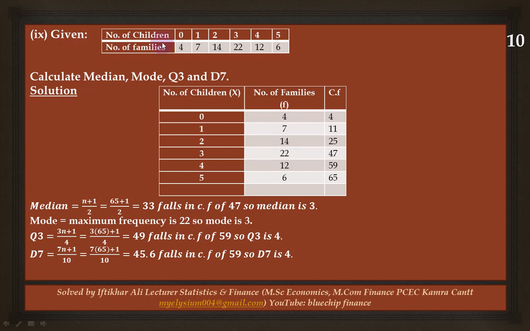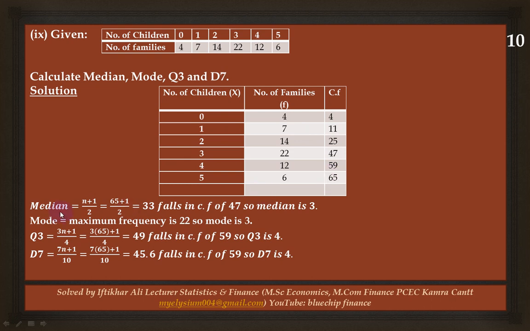Given the number of children 0, 1, 2, 3, 4, 5 and the number of families 4, 7, 14, 22, 12 and 6, calculate the median, mode, quartile 3 and decile 7. First of all, it is a type of discrete data, so we have an option to calculate the median, mode, quartile and decile through the discrete method. In the case of the median, first we take the cumulative frequency: 4, 4 plus 7 is 11, 11 plus 14 is 25, 25 plus 22 is 47 and so on.